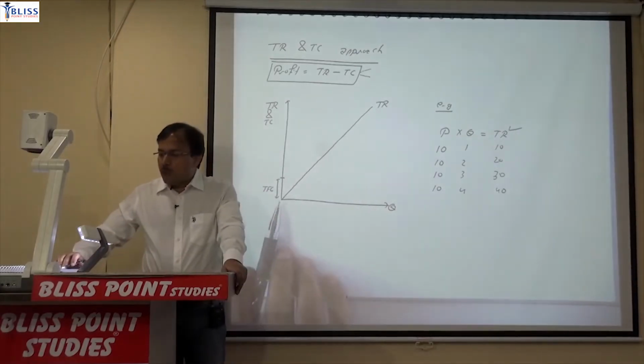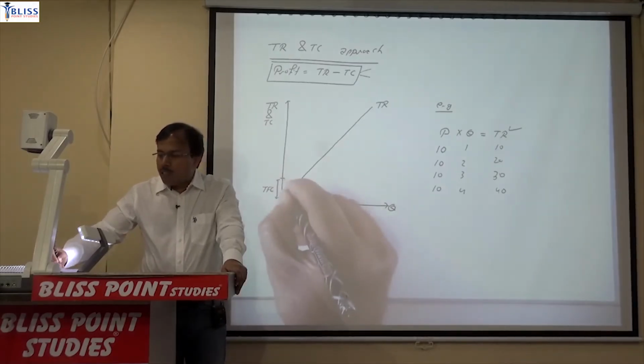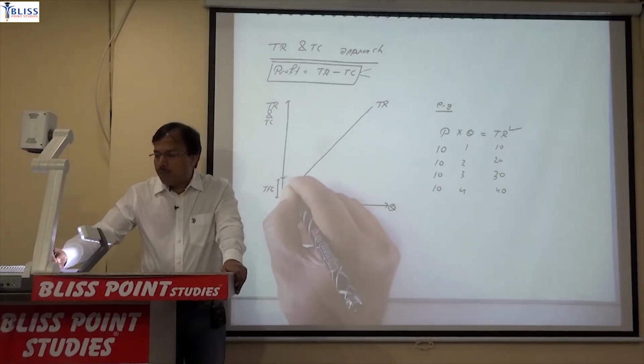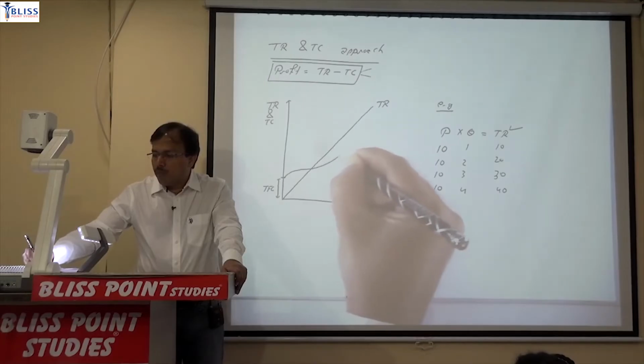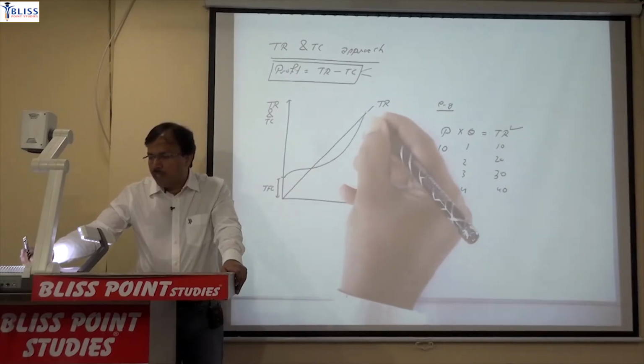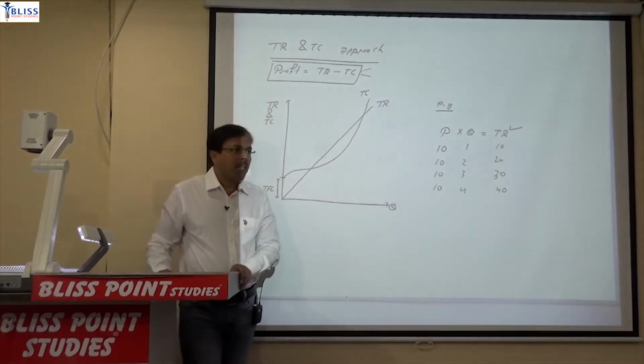After that, as you produce more quantity, there will be variable cost. Variable cost curve is inverted S in shape. ठीक है, that will be explained later on. Inverted S प्रोडक्शन के लॉस की वजह से होता है, बट यहाँ पे सिर्फ आप शेप ड्रॉ करेंगे, inverted S in shape.